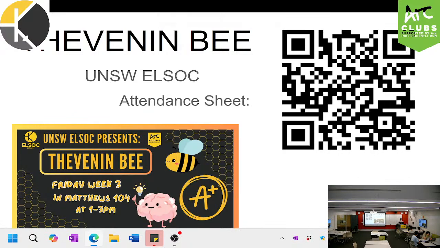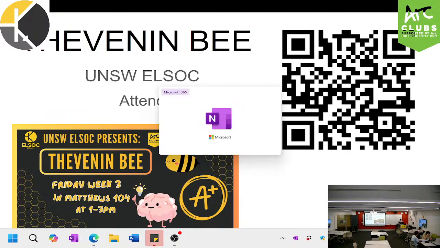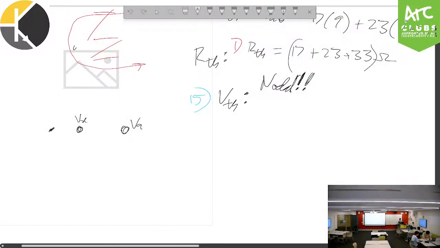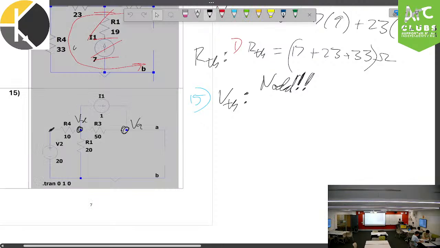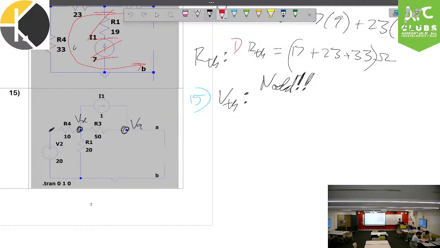Attendance form, make sure you do it at some point. Oh wow, my OneNote actually crashed, so it closed. That's interesting. Let's get it back up. Give it a second, but back we are. Okay. Yeah, I think writing the 20 there actually made it kind of lose its screen.